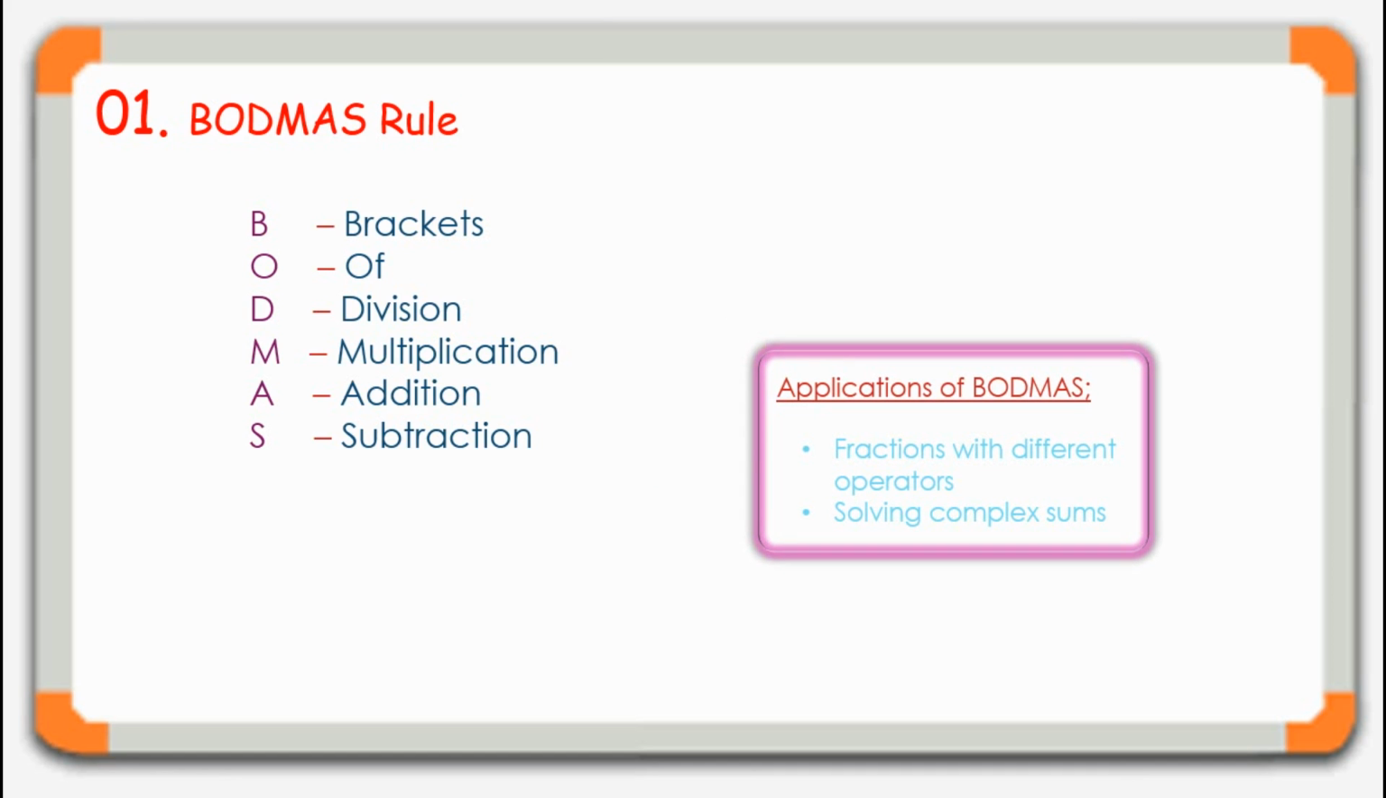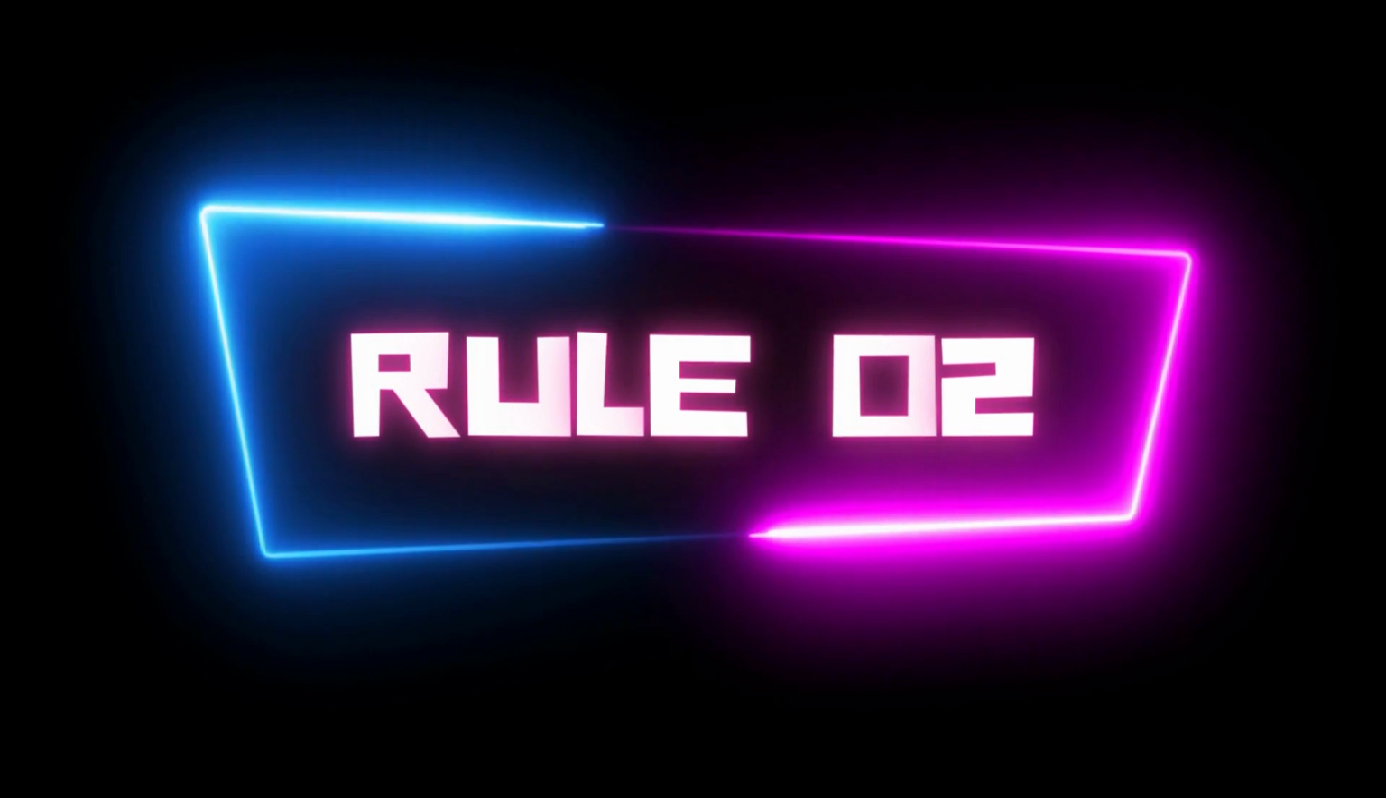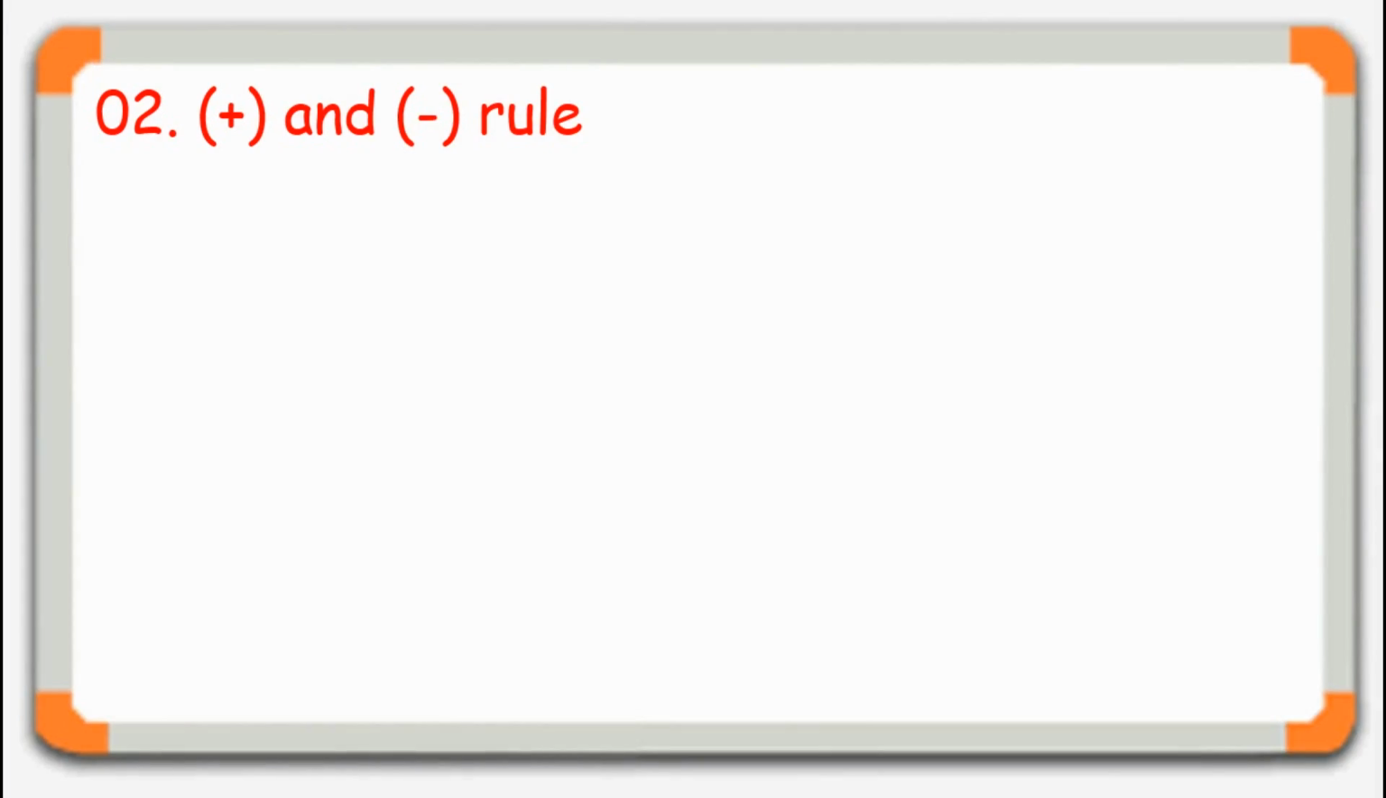There are 2 applications where we use the BODMAS rule in our day-to-day calculations. The first application is fractions with different operators, and the second one is solving complex sums, which means sums which have equations, fractions, algebraic terms, numerical values and 2 or more operators. So now we have seen the first maths rule, that is the BODMAS rule. Now let's see the second maths rule, the plus and minus rule.